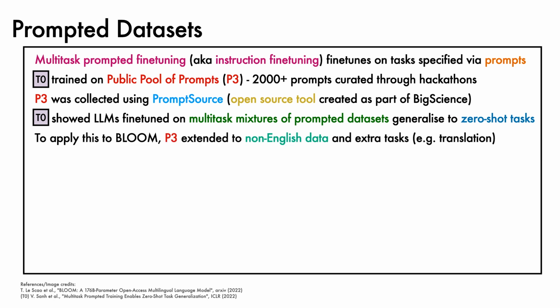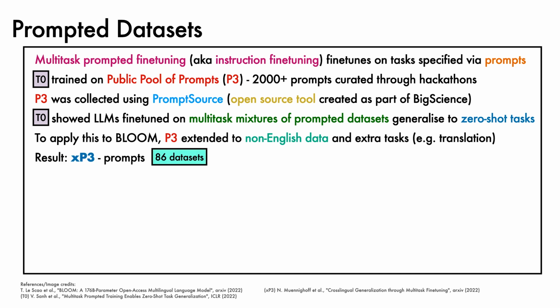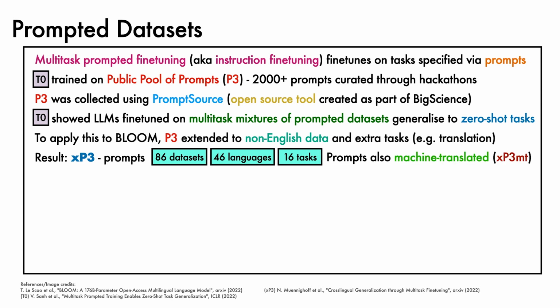In order to apply this to the multilingual Bloom model, P3 was extended to include non-English datasets and additional tasks such as translation. The result was the XP3 dataset, containing prompts spanning 86 datasets, 46 languages, and 16 tasks. An additional variant of the dataset that machine translated the English prompts into the language of the underlying data was also created, known as XP3MT.